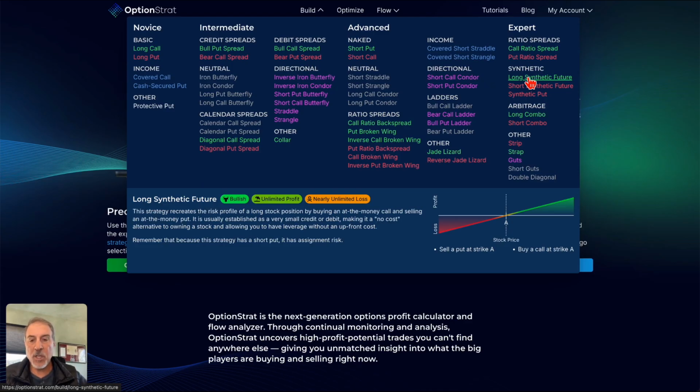Now, the thing I want you to note about this synthetic position is specifically take a look at the description down below here. A long synthetic position is a strategy that simulates long stock. So it has the same profile. When the stock goes up, this increases in value. When the stock goes down, it decreases in value. But you can essentially put this trade on at virtually no cost.